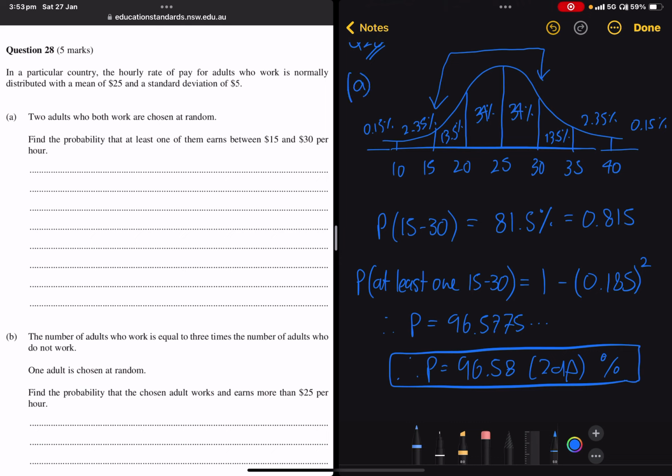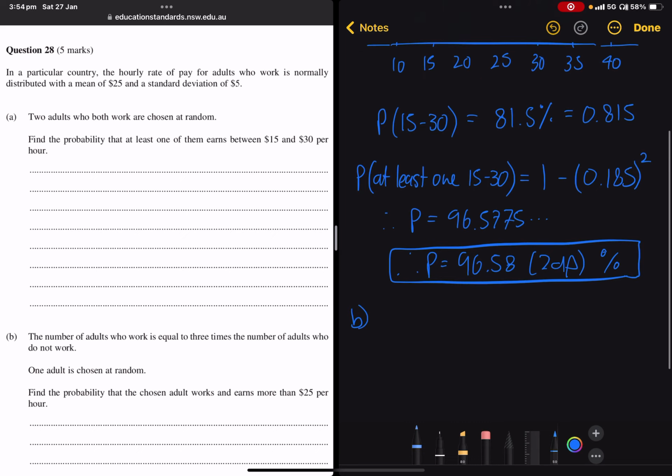Now for part B, we are told the number of adults who work is equal to 3 times the number of adults who do not work. One adult is chosen at random. Find the probability that the chosen adult works and earns more than $25 per hour. Okay, so the number of adults who work is 3 times the number who don't. That means 3 of 4 adults work. So the probability that someone works is 3 on 4.